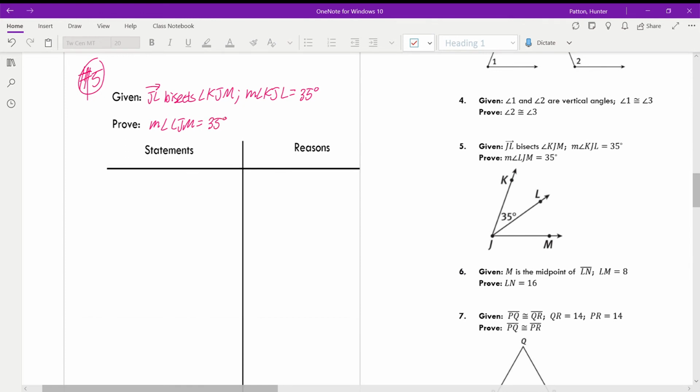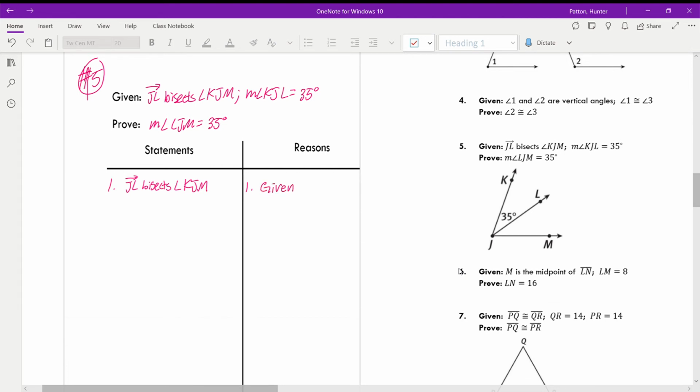Okay, so let's look at our picture. If JL bisects angle KJM, that means that JL is splitting KJM directly in half. So basically, if I know that KJL is 35, I just want to show that this is also 35. However, it's pretty obvious when we see it, but we need to prove it. So first, let's go ahead and write our first given: JL bisects angle KJM. And this is given.